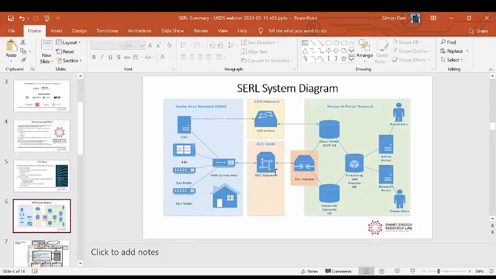The research portal network is everything that we're building. So that's our databases, and on the far side of that green box, the research portal itself, that's the secure lab environment by which researchers can access the data that we have stored in our databases.